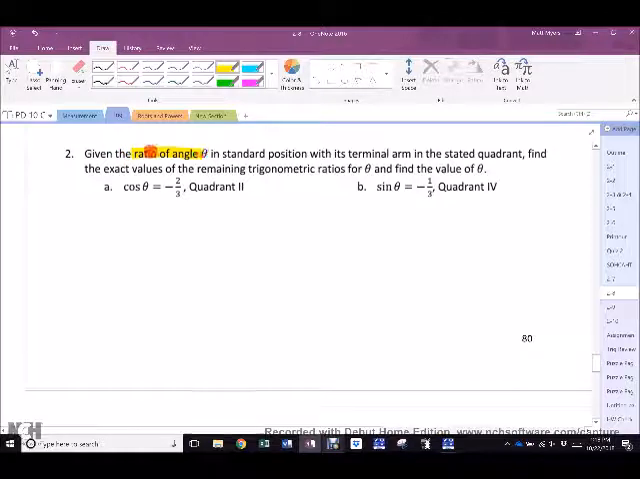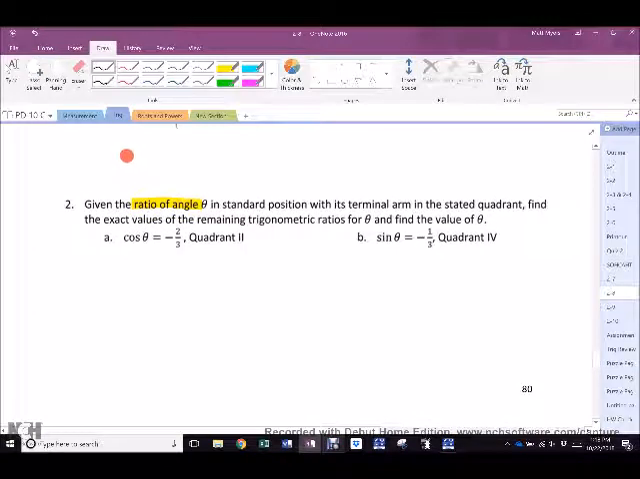Given the ratio, what are the three ratios? Sine, cos, tan. You know sine to be O over H or Y over H. You know cos to be A over H or X over H. You know tan to be O over A or Y over X. And you know H to be the square root of X squared plus Y squared.